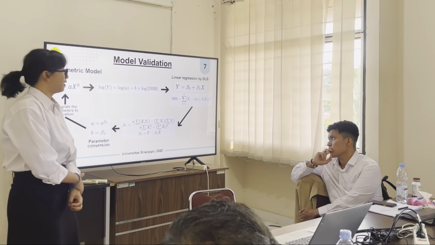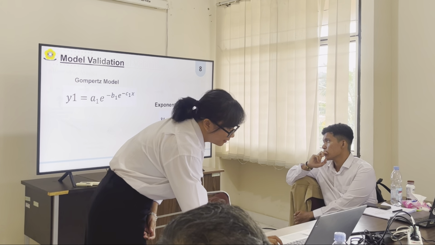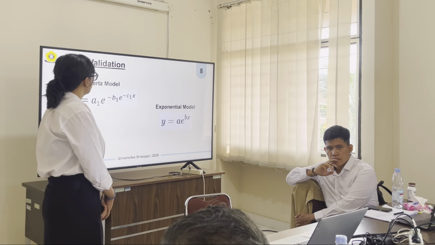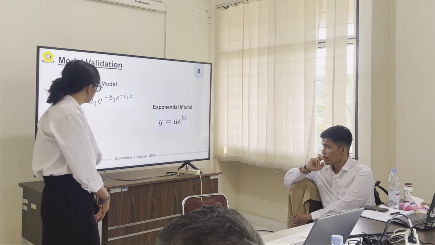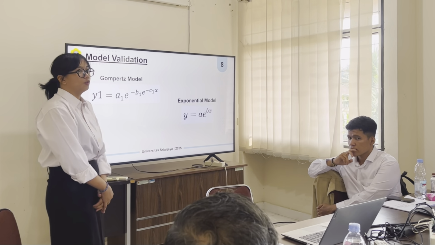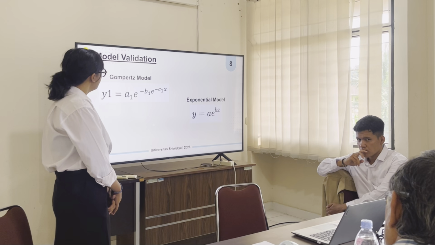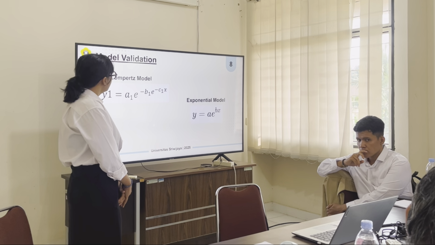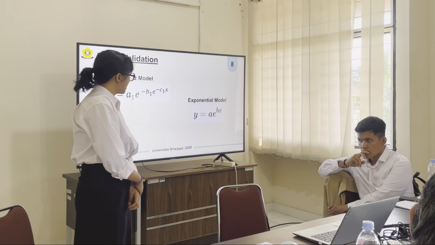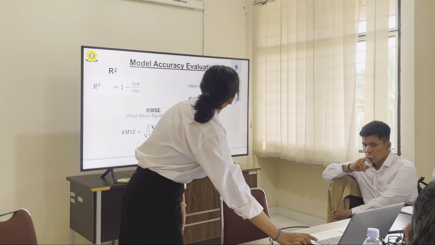I'll show you in a bit how to do that using Excel software, right? And then for the nonlinear approach, we have Gompertz model and also exponential model. Y would be the carbon that we're trying to seek, right? And then A, B, and C should be the variables, and then E should be the Euler's number, and X is the diameter. Same goes with the exponential model, right?